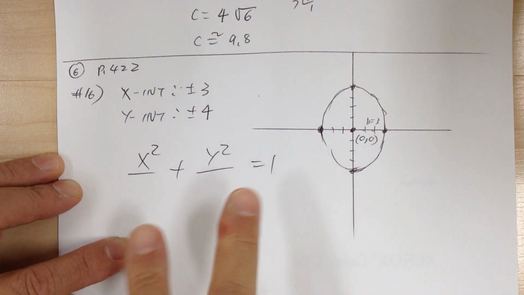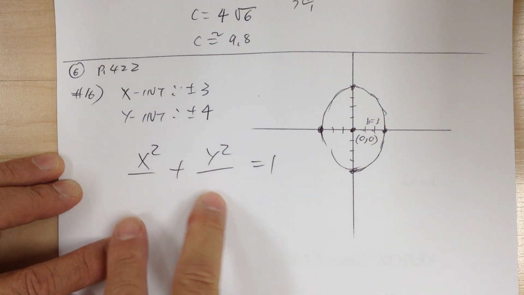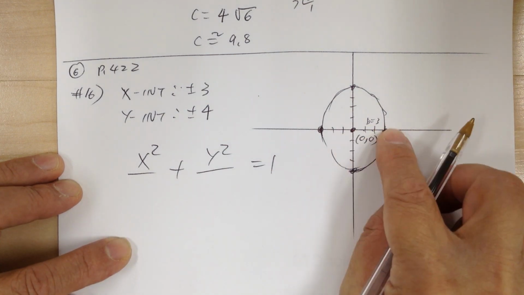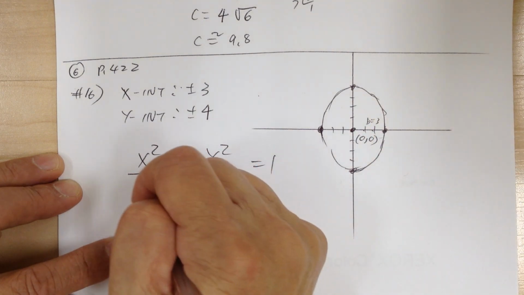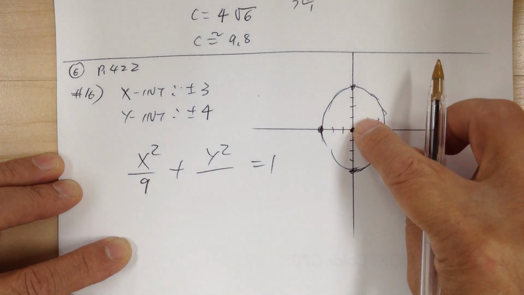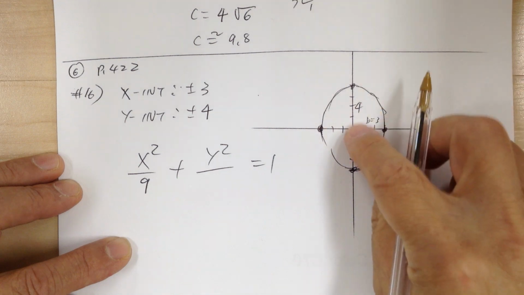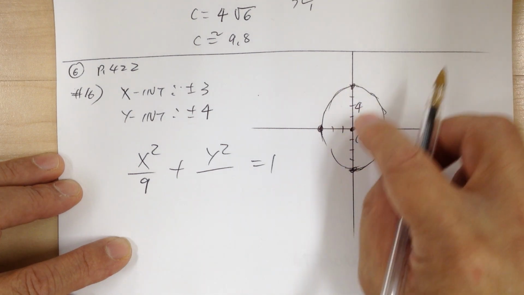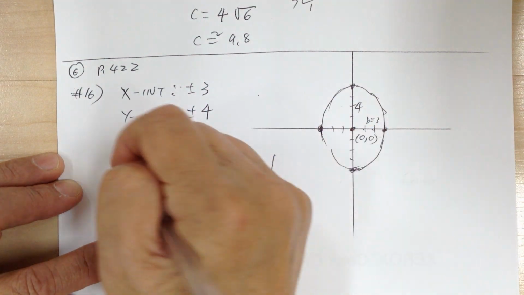Now remember, for an ellipse the a and the b can switch, but just keep the direction. So 3 in the x direction, you square that, you get 9. Now over here, this is 4 in the y direction. So 4 squared is 16, and this will go under the y. And that's it.